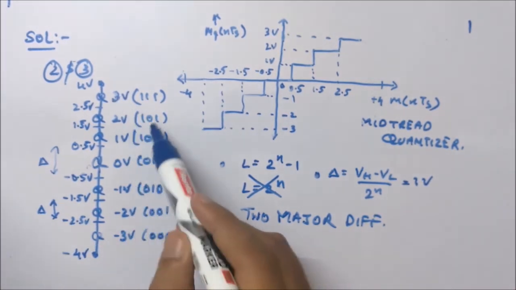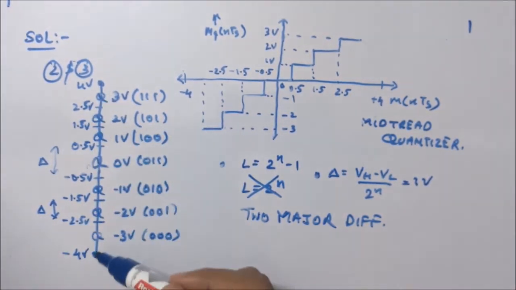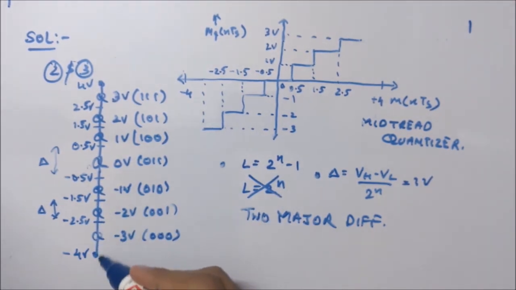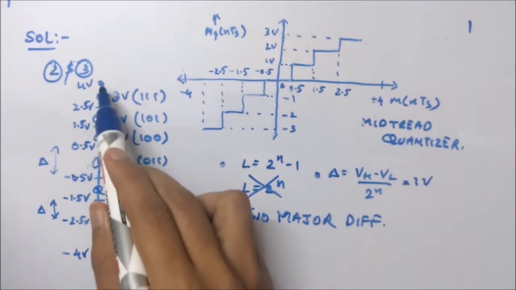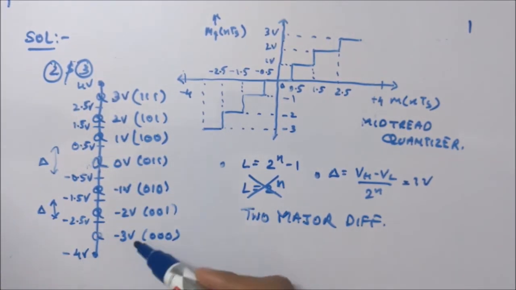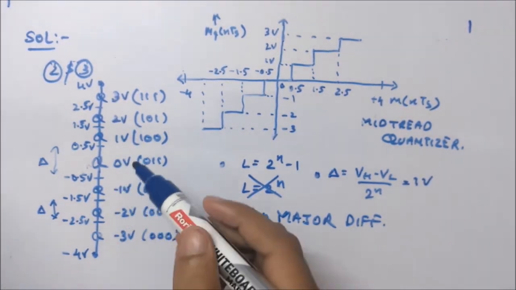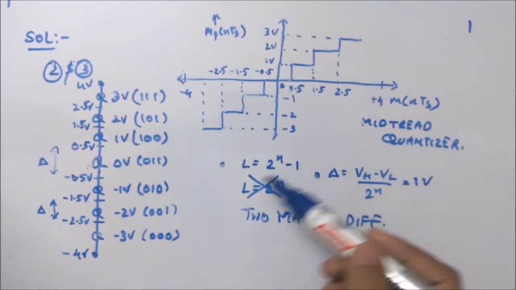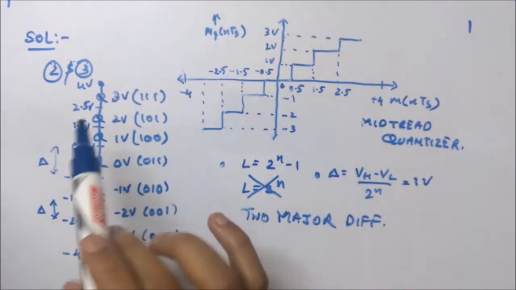Okay, and here, if you look at the last value, the difference is more than delta. That is the reason, because you only have 7 levels. So once you reach 7 levels, the rest of the values will all be quantized to this level, in the range from 2.5 volt to 4 volt, or -2.5 volt to -4 volt. The value will be quantized to -3 volt or 3 volt. Once you reach the required number of levels, the rest of the values will be adjusted accordingly.